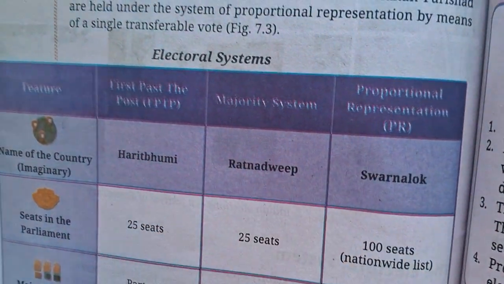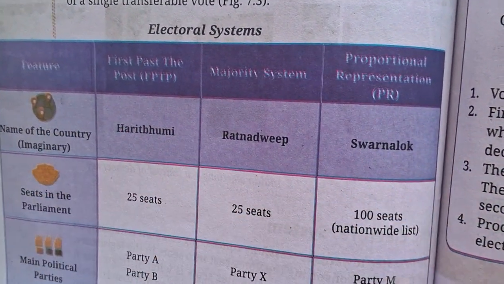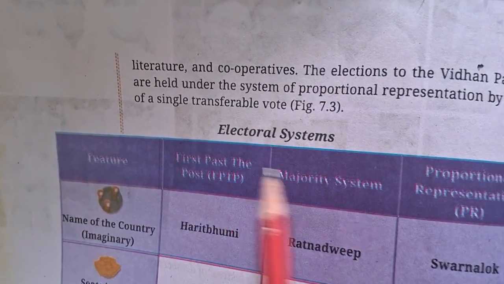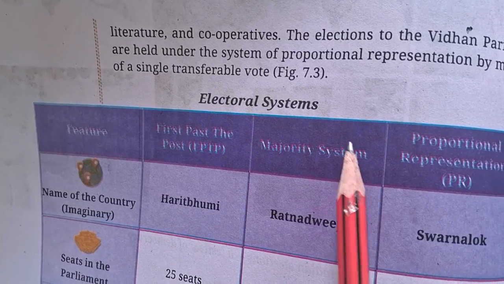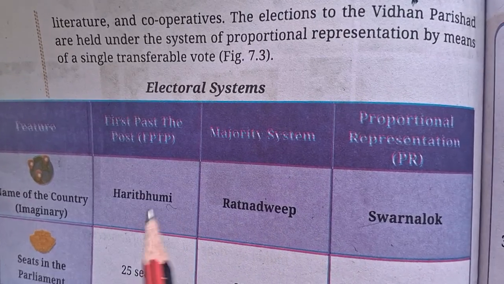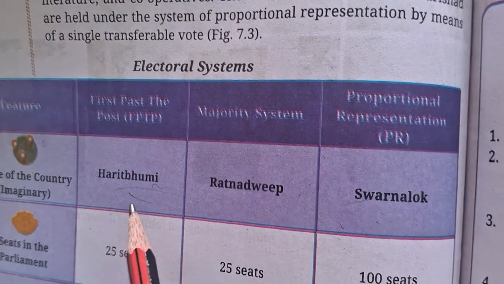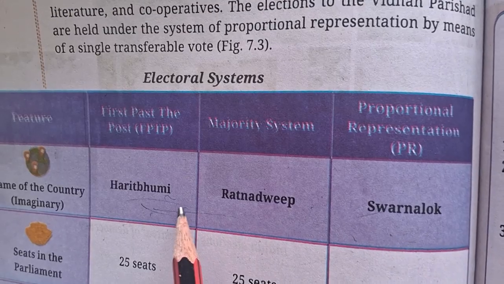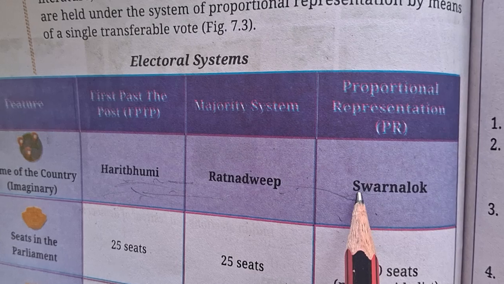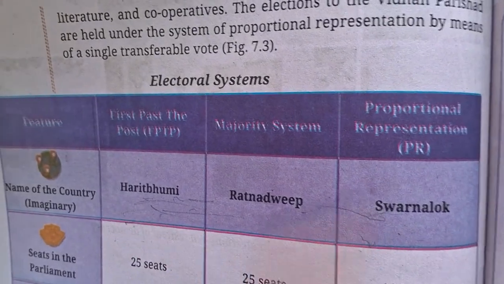So now in this class, we are going to understand the process by this flow chart and this table. Take the first thing: the topic electoral system. You can imagine three imaginary states or countries. Here in the table you can see Harit Bhumi, Ratnadeep and Swarnalok. You can imagine these as three states like MP, UP and Gujarat. You can take the example of three states.